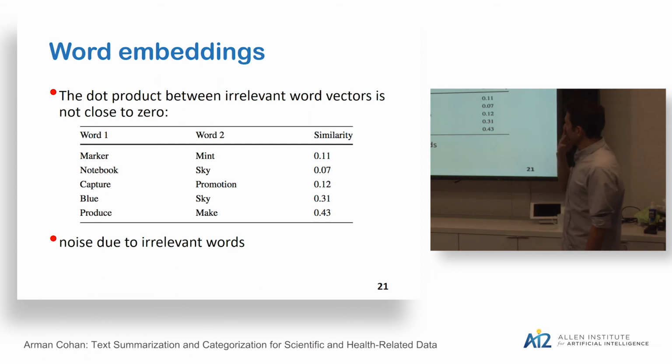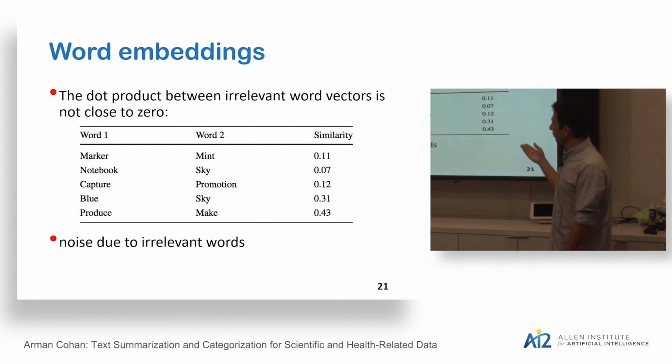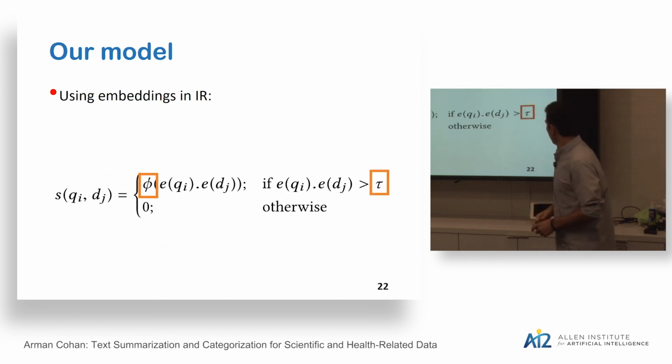So these are words that are trained on word2vec and randomly taken from the collection. You can see that some irrelevant words like marker and mint, notebook and sky, capture and promotion have similarity values that are non-zero. So if you want to consider them in the retrieval model, you will get a lot of noise. So we introduced this threshold.